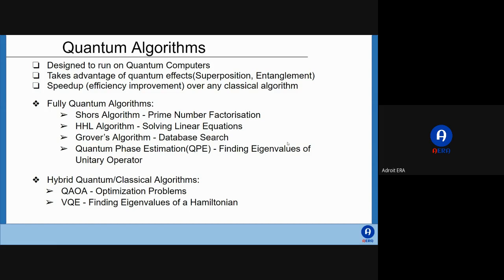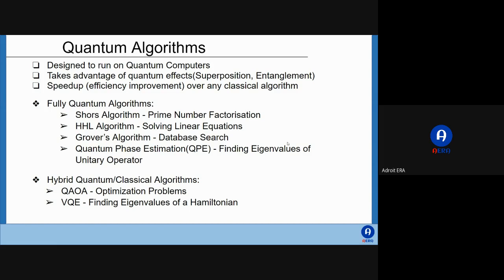And then quantum phase estimation. VQE is particularly an extended version of quantum phase estimation. I hope quantum phase estimation is already taken by one of our volunteers. So why do we use quantum phase estimation? Quantum phase estimation is used to find the eigenvalues of a particular operator.